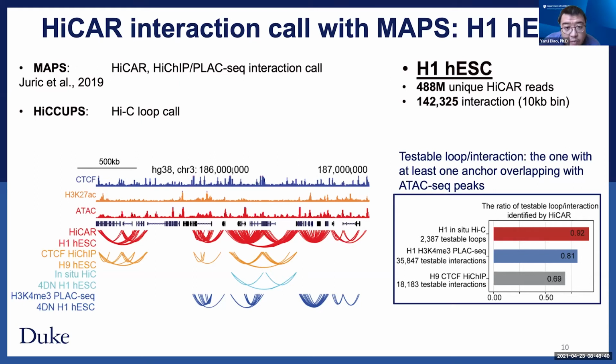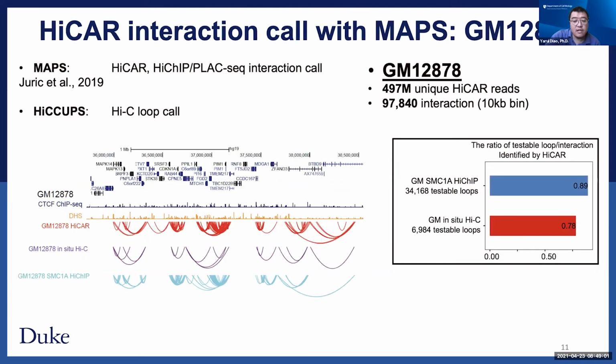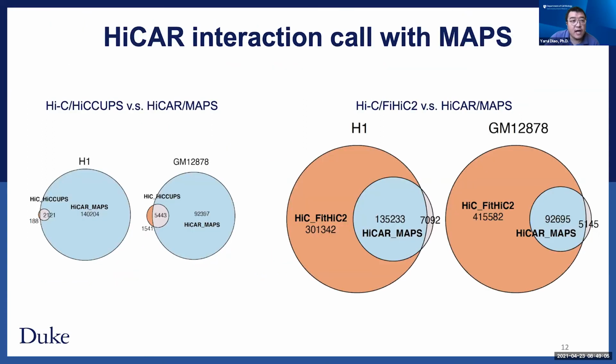As shown on the bar plot, you can see we get a pretty nice recovery: about 70 to 90% of the interaction loops that are identified by other methods can also be identified by HiCAR. We also did a similar analysis using the GM data, and the results are similar. And further, we compare the HiCAR interactions identified by MAPS to the HiCCUPS loops and FitHiC interactions. You can see overall the interactions identified by HiCAR in both H1 and GM cells agree very well with the results from HiCCUPS loop calls and FitHiC interactions.